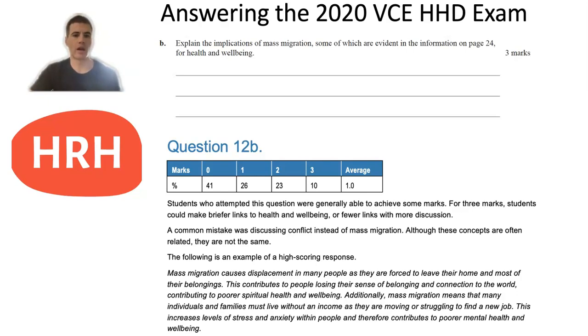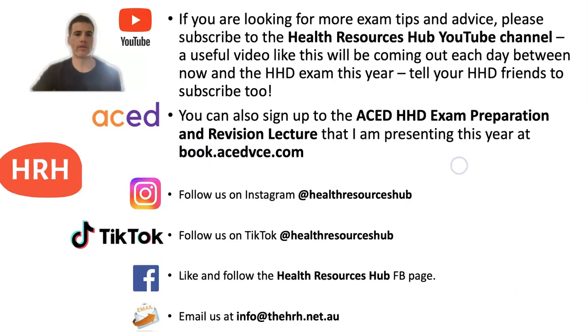They gave an example of a high-scoring response once again, where it talked about mass migration might cause displacement in people as they're forced to leave their homes and their belongings, and that could contribute to people losing their sense of belonging and connection to the world, which contributes to poor spiritual health and well-being. And then it also said that mass migration means that individuals and families must live without income as they're moving, and they might struggle therefore to have a job or find a new job, and that could increase levels of stress and anxiety, and contribute to poorer mental health and well-being. So you can see they've linked aspects of migration to dimensions of health and well-being, to achieve those 3 marks. Hopefully you found that video useful.